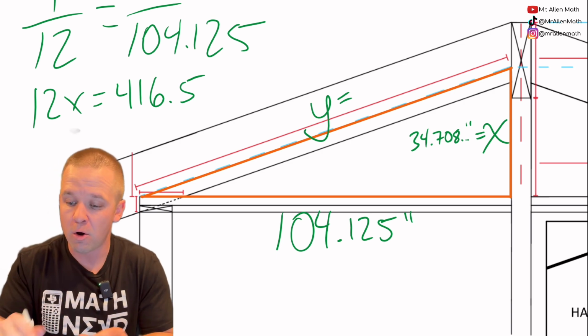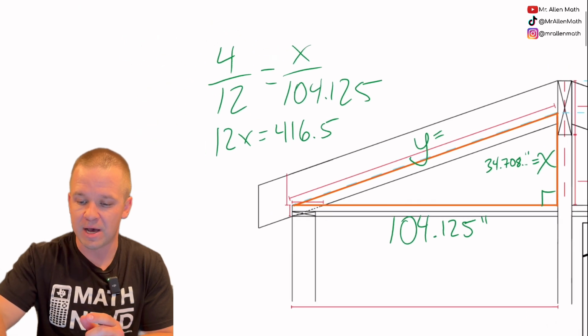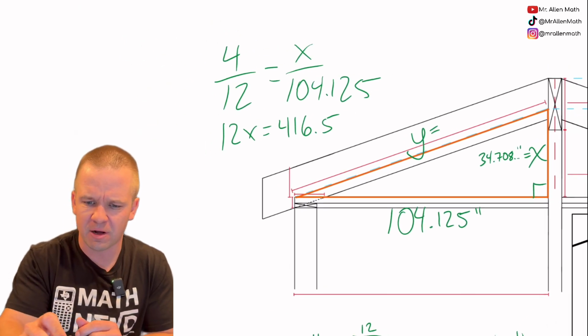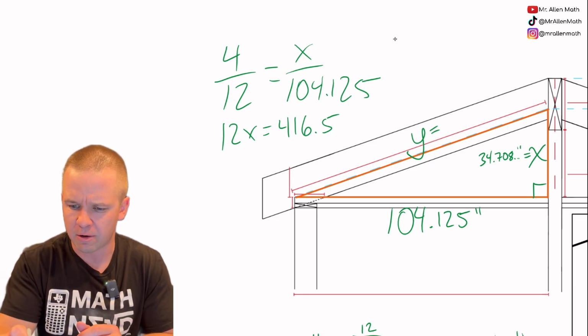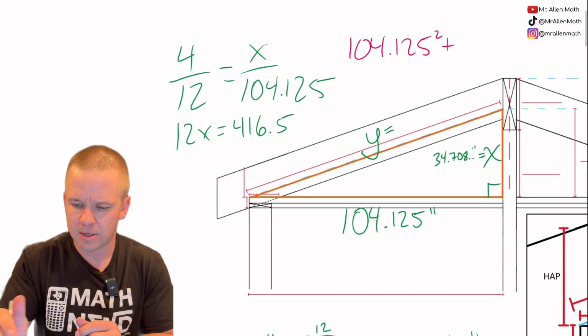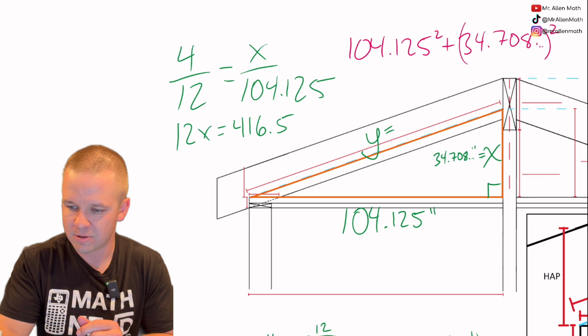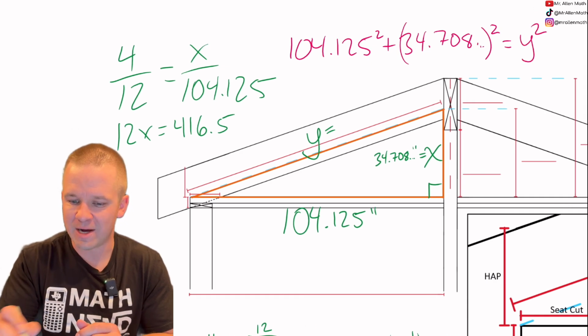I've got two sides of a right triangle. Sounds like I can hit this with some Pythag. Let's do that, okay? So I'll do that right up top. We've got in a different color, let's say this time. I'll go with more of a pink-red color. 104.125 squared plus 34.708 and change squared equals y squared.